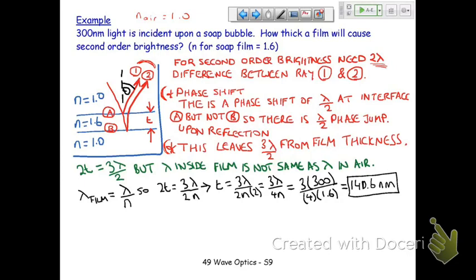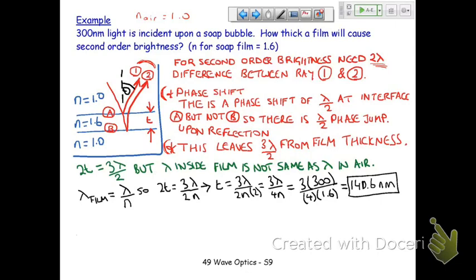So the first thing I say is there a phase shift? And looking at this, there is a phase shift. I will get a phase shift of a half a wavelength at the front surface, and I will not get a phase shift at the back surface. So there's a difference of half a wavelength. Agreed.